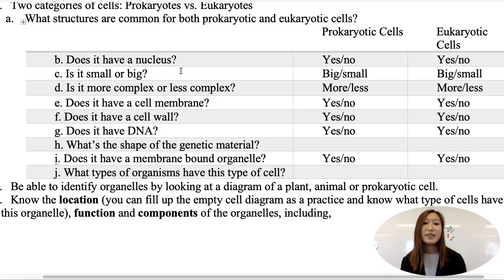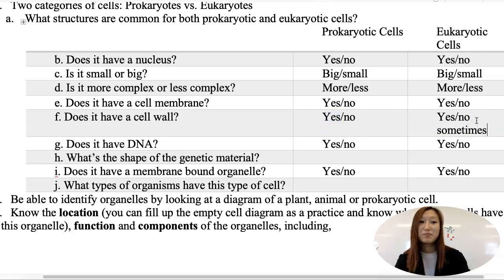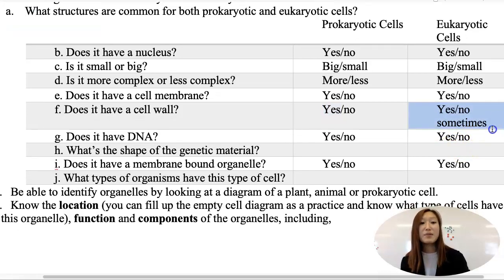Does it have a cell membrane? Yes and yes for both. Every single cell needs a cell membrane. Does it have a cell wall? Prokaryotes all have a cell wall. For eukaryotes, you would say sometimes, because if you have a plant cell, then it does have a cell wall, and animal cells do not have cell walls.